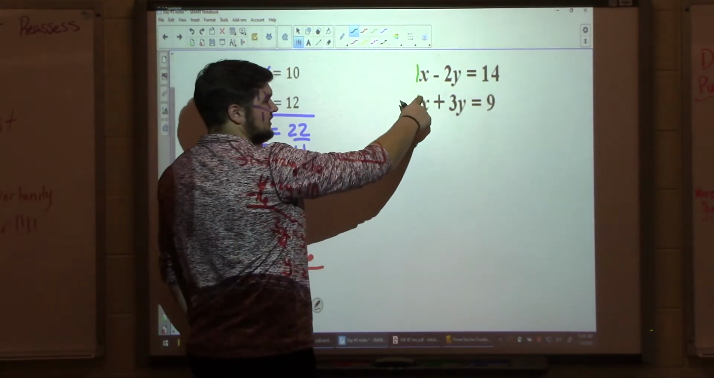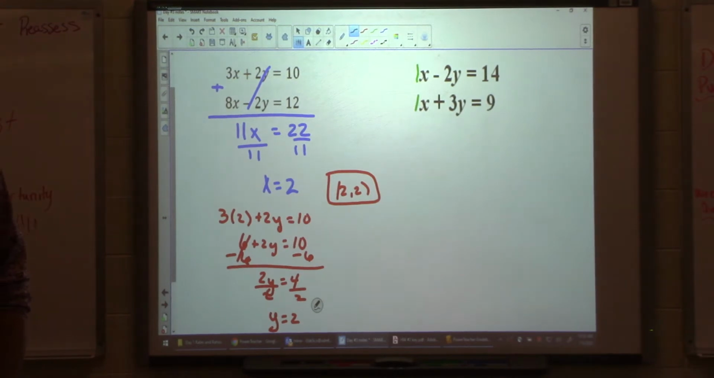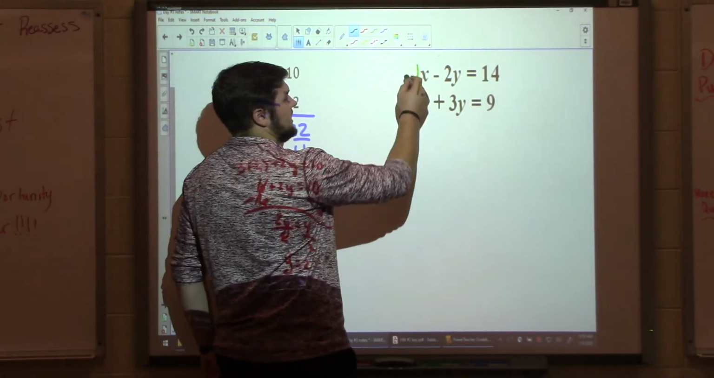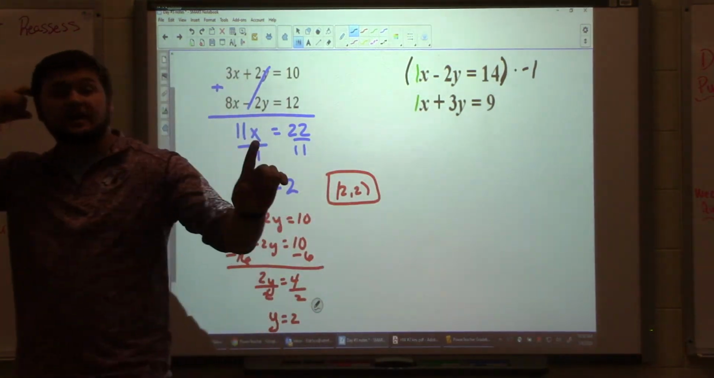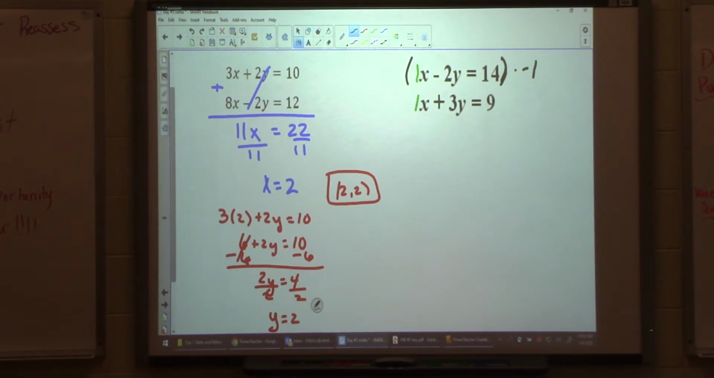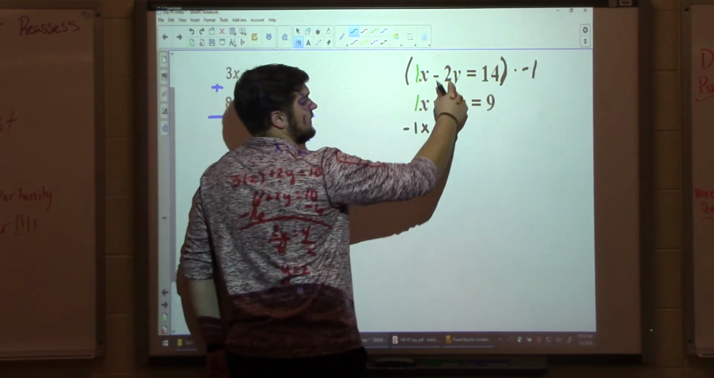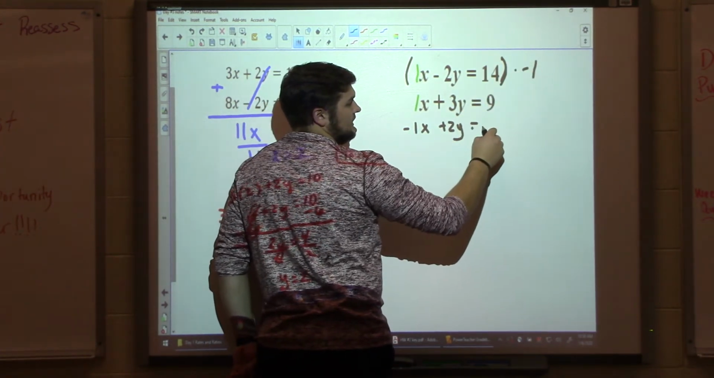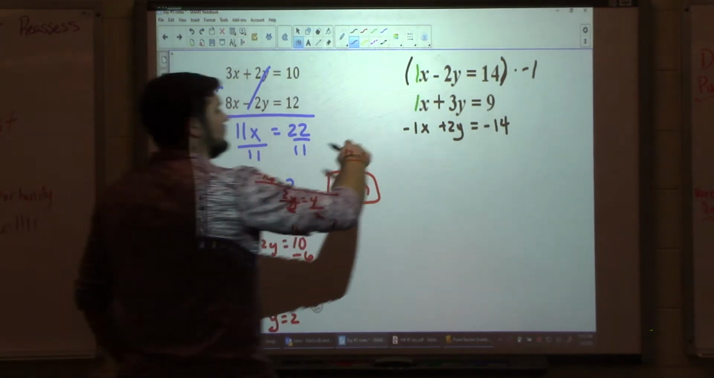I have 1x and 1x. So I need to make one of them be -1x. How can I turn one of them into -1x? Multiply by -1. I'm going to multiply the top one. It doesn't matter which one I multiply, because both turn into -1. Now be very careful here. When you start multiplying by constants, we are not just multiplying x by -1. Everything in that equation needs to be multiplied by -1. So it becomes -1x. -2y times -1 is positive 2y. 14 times -1 is -14. Okay? So I multiplied everything by -1.